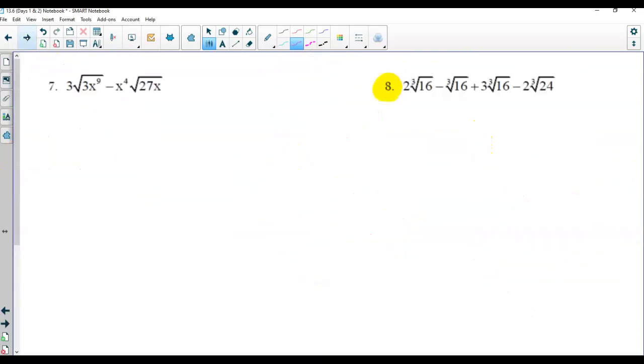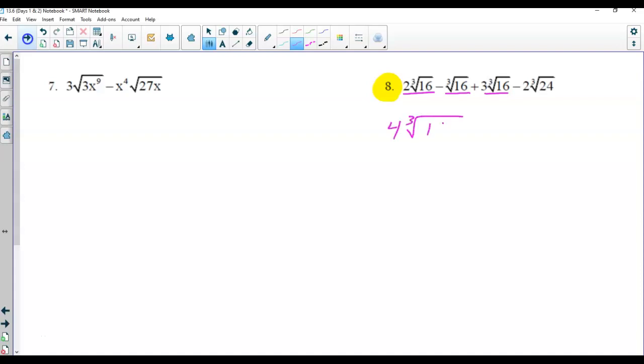So the last one here is number 8. Don't tunnel vision everything right away, guys. You want to make things easy. Check this out. Those are all cubed roots of 16. So how many cubed roots of 16 do I have? Well, I got 2 minus 1 plus 3. Well, how many does that give me then? Well, I don't know. I think that probably gives me about 4.